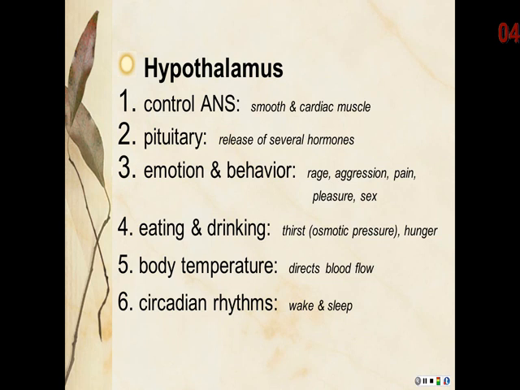Thirst is triggered by a change in the osmotic pressure in the cerebral spinal fluid, making it slow to detect dehydration. It helps to control body temperature by directing blood flow. When you become cold, it's going to pull blood flow in towards the core of your body. This may require you to reduce your blood volume a little bit.